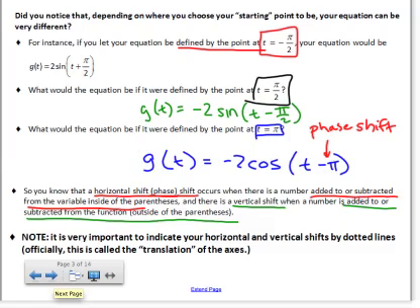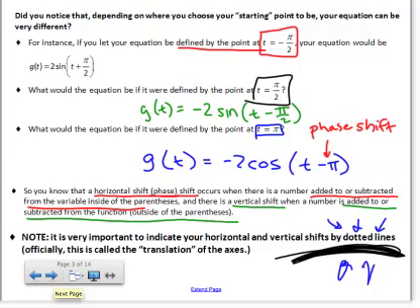So note that it is very important to indicate your horizontal and vertical shifts by your dotted lines. You'll notice that Mrs. Meller did the dotted lines on her graph whenever she was indicating a shift. That is very, very important, okay? All right. So let's continue.